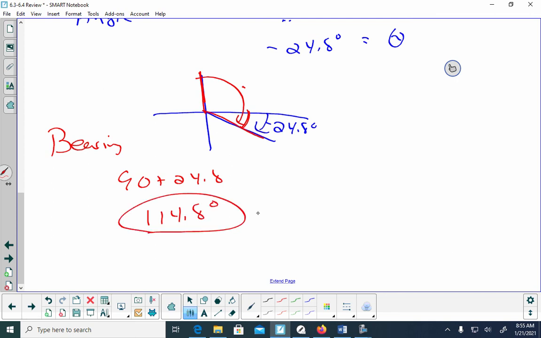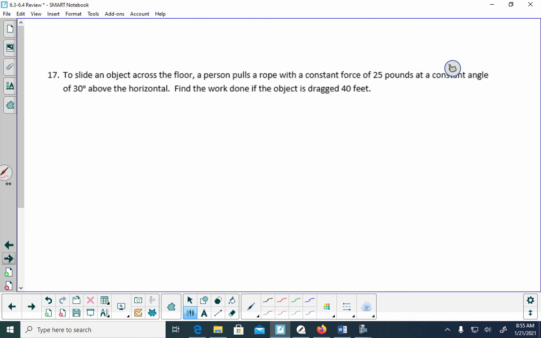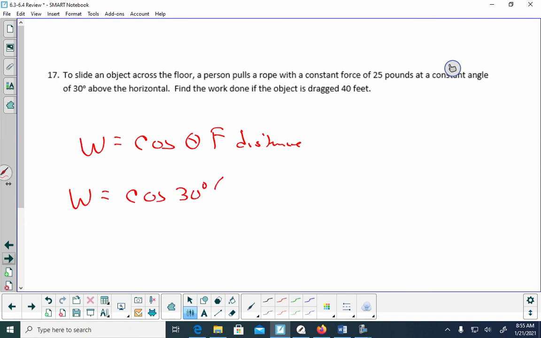And the last one's a work problem. So to slide an object across the floor, a person must pull a rope with a constant force of 25, angle of 30, and the object is dragged for 40 feet. So remember, work is equal to the cosine of the angle times the force times the distance that you're traveling. And I'm just going to write distance. That makes sense to me. So work is equal to the cosine of 30 degrees. My force is 25 pounds, and my distance I'm traveling is 40 feet.